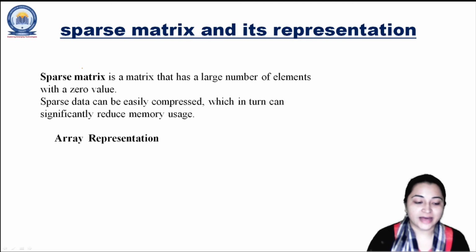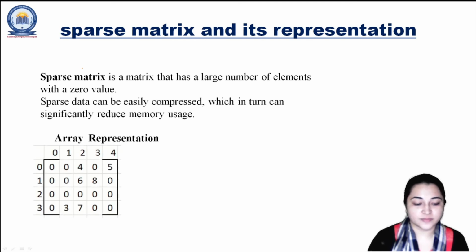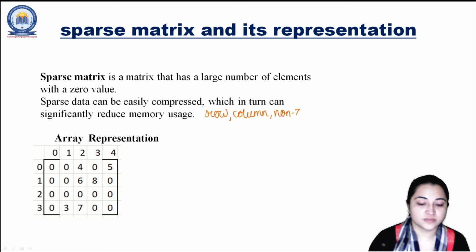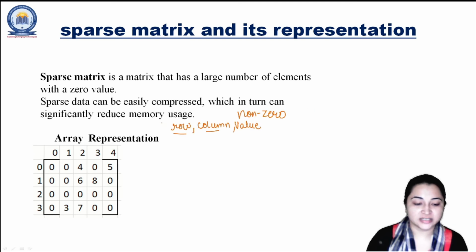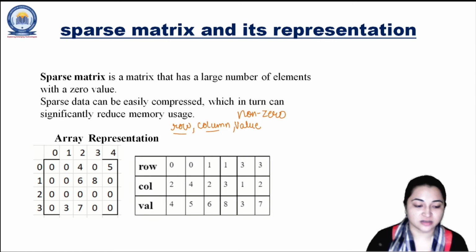Let us now see the array representation of a sparse matrix. Suppose we are given this sparse matrix. In order to store or compress it, we have to maintain some information, that is row number, column number and the non-zero value of this sparse matrix. So we need these three pieces of information in order to compress it. Let us see how we can represent the sparse matrix in terms of an array.